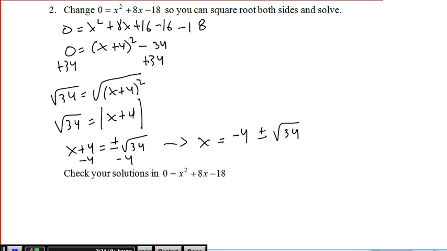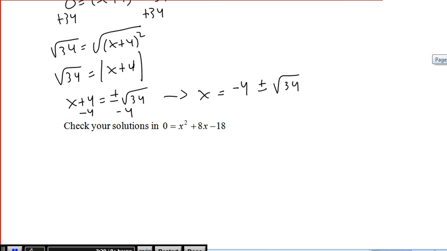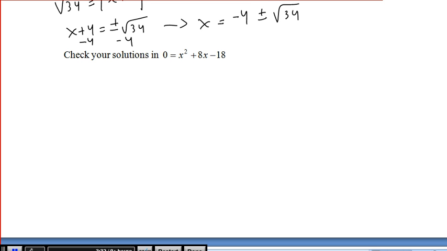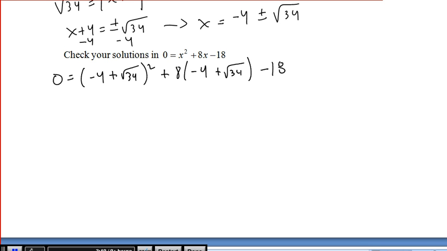And that's all we can do with that. We can't reduce the radical or simplify the radical. We can't add those two together. And now time for a really nasty check. Let's do negative 4 plus root 34 first. Alrighty, so notice that. I'm just going to do this off to the side here to save some space.